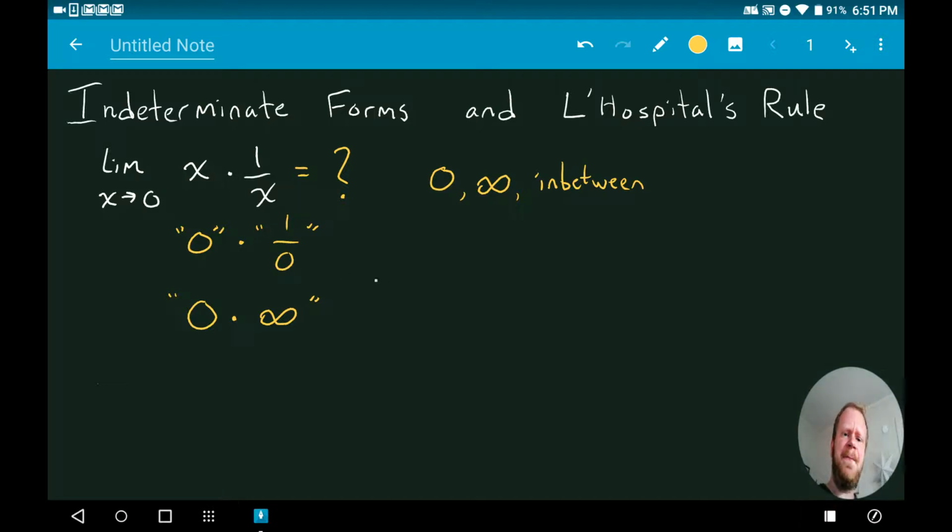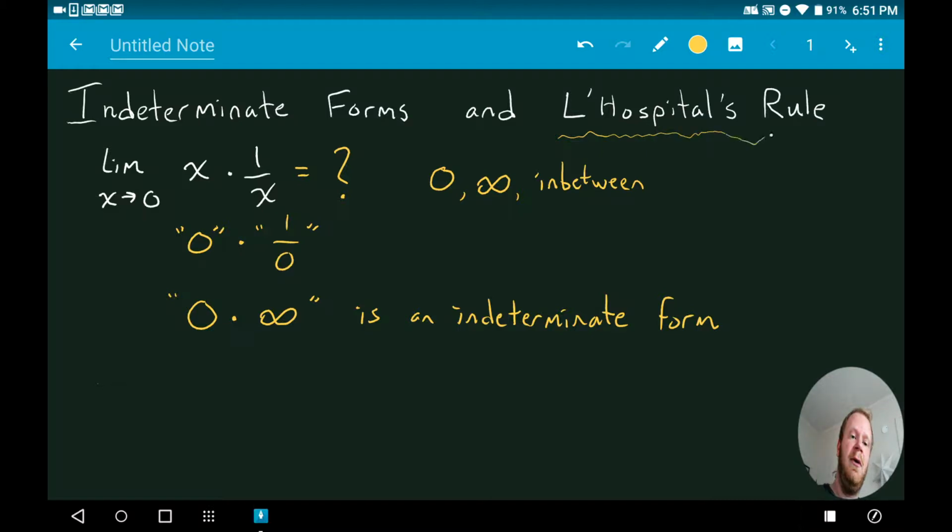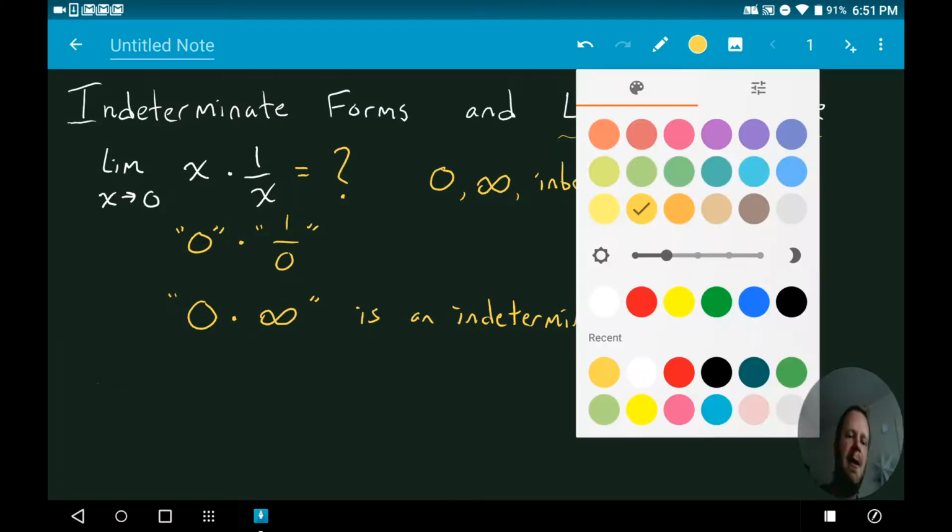It turns out that this form of a limit is what we call an indeterminate form. If we have these indeterminate forms, then one strategy that we can use to solve them is to use L'Hopital's rule. We'll look at that a little bit later. But for now, I just want to think about what this 0 times infinity looks like.